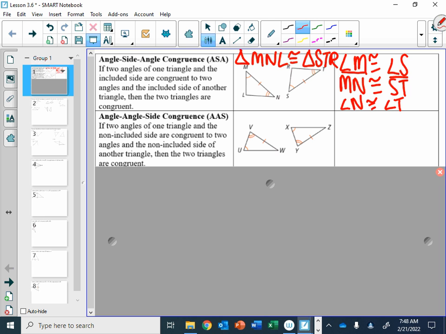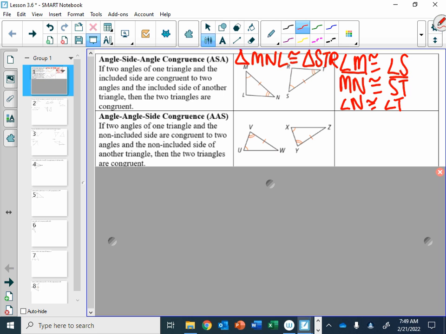Alright, the next one is angle side. If I have two angles and the non-included side, a side not in between the two angles, that's what angle side is. So if I have two angles of one triangle and the non-included side that are congruent to two angles and the non-included side of another triangle, then I can say the two triangles are congruent by angle side.